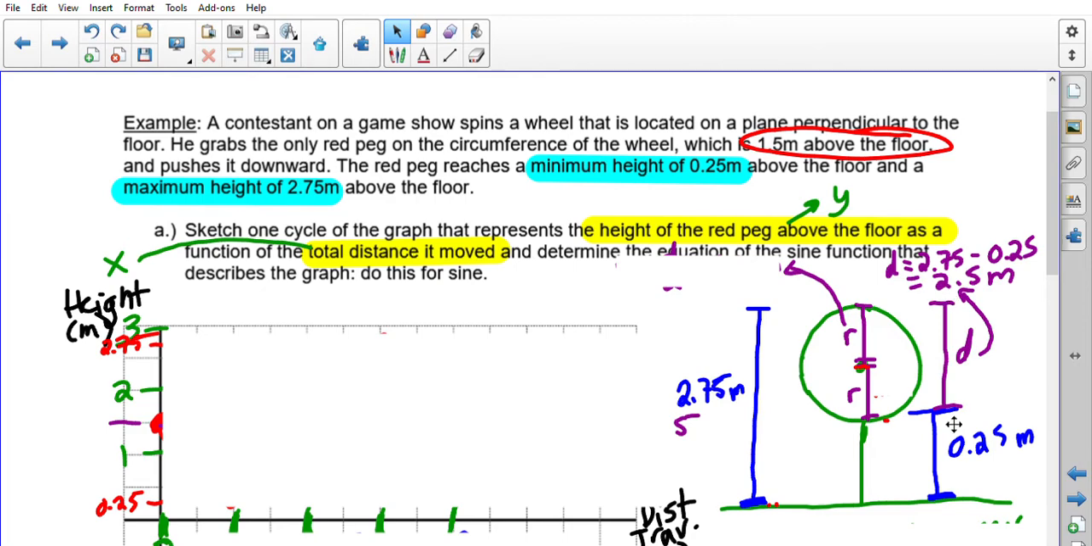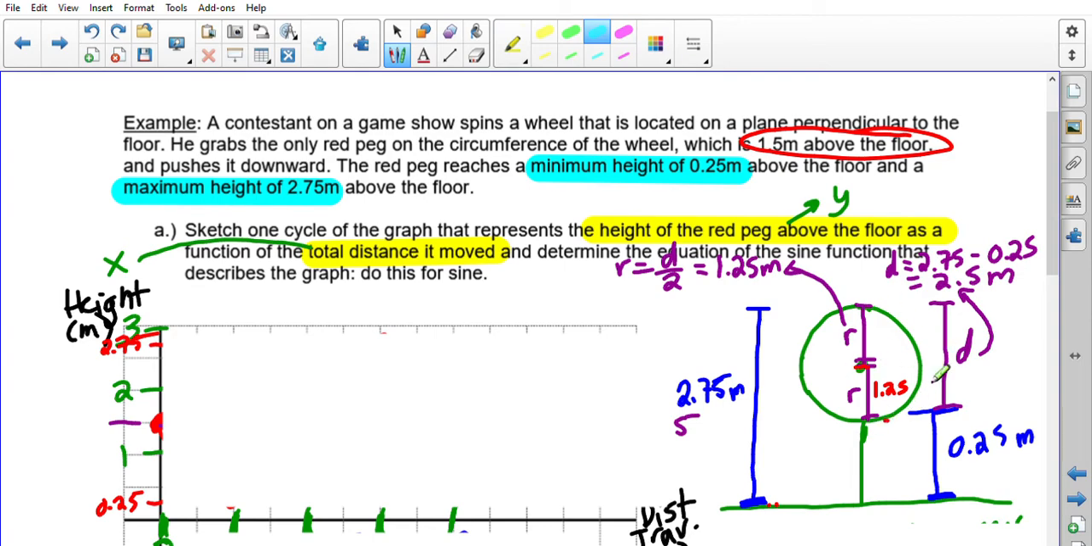If I know diameter, then I technically know radius, right? I do diameter divided by 2. So I actually now know that my radius is 1.25 meters. So it's 1.25 here. Okay. All right, so we've got a lot of information.